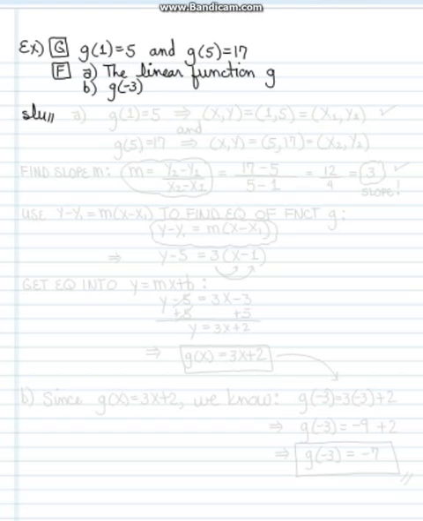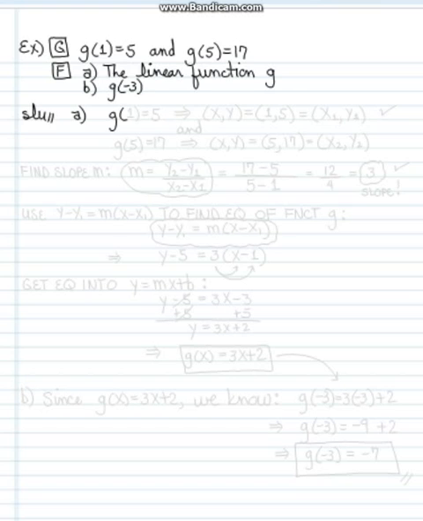Given g of 1 equals 5 and g of 5 equals 17, find part A, the linear function g, and part B, g of negative 3. Okay, this is a loaded question. There's so much information here. Let's dig it out. Solution, part A.